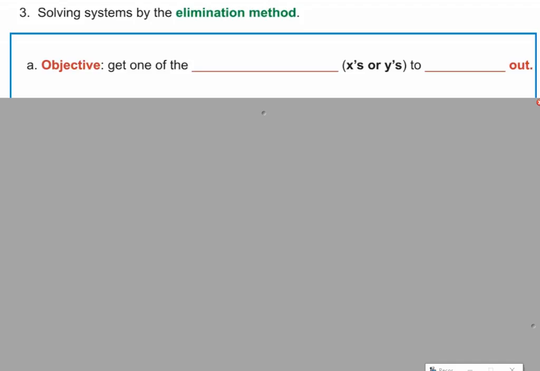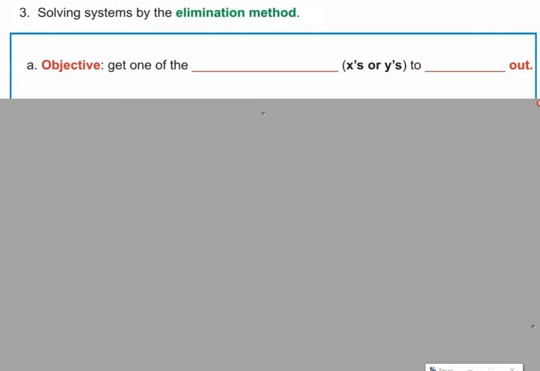Okay, so when we're talking about solving systems of linear equations, we can solve them by graphing. Did that. Again, that's the least effective because it's not always an integer for the point of intersection. Second method, substitution. Just dealt with that. Third method now, elimination. Again, matrices will come later on.